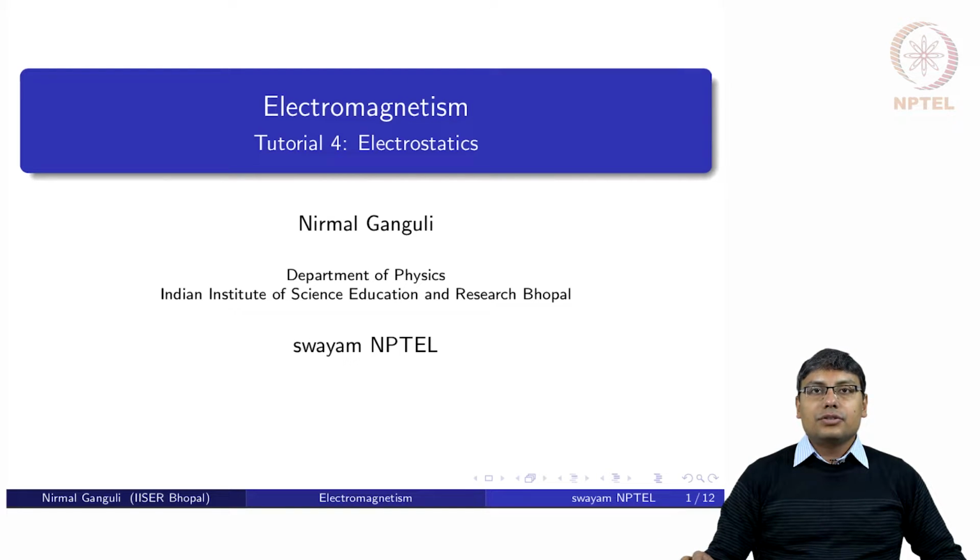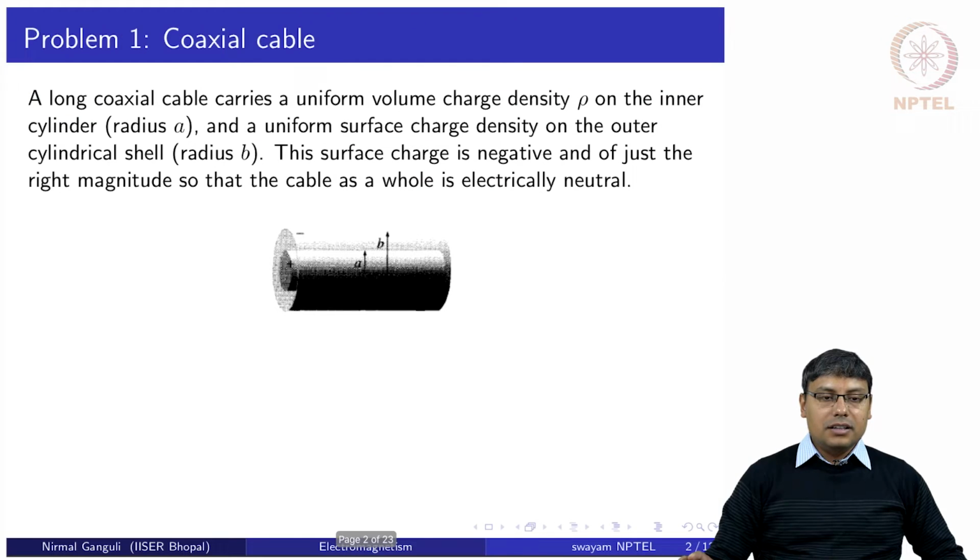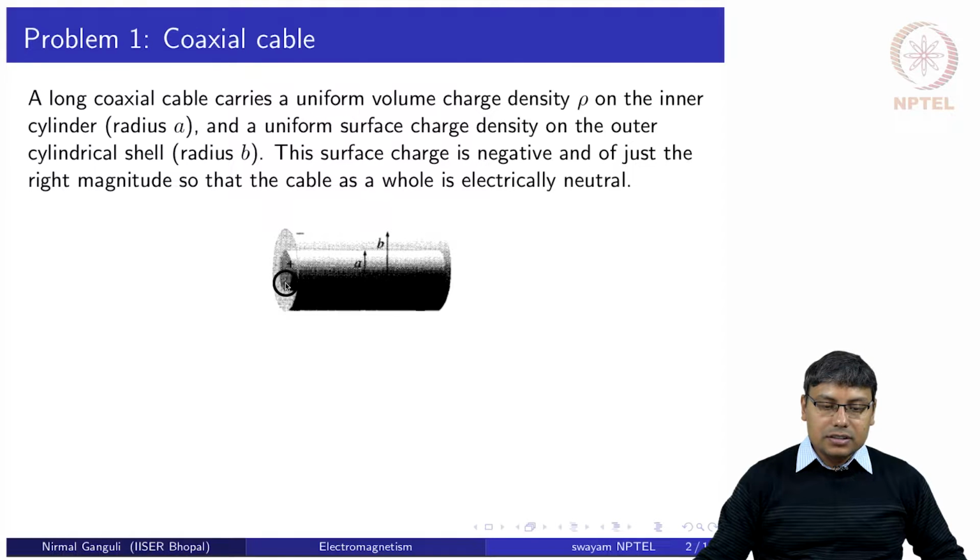Hello. So, now we are going to do the fourth tutorial, that is on electrostatics. The first problem in this tutorial is about a coaxial cable. You can see that there is one cylinder inside and one cylindrical shell outside of it. That makes a coaxial cable.